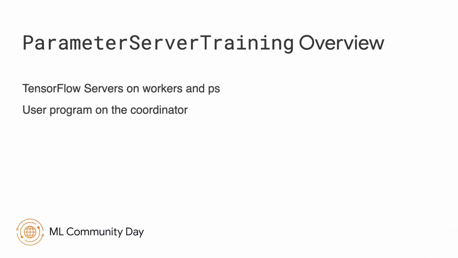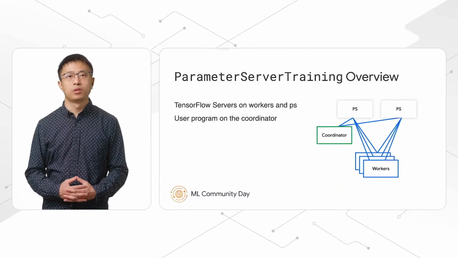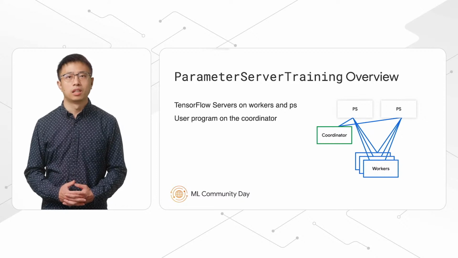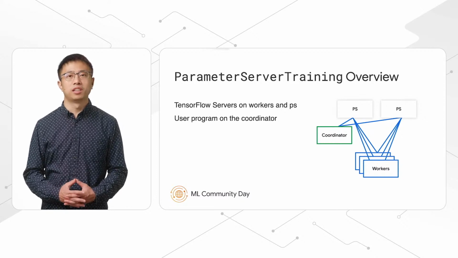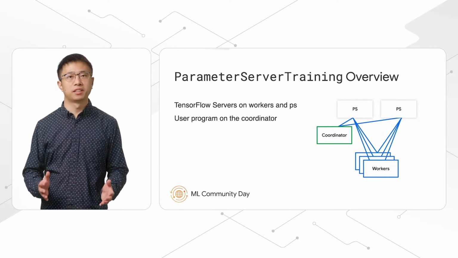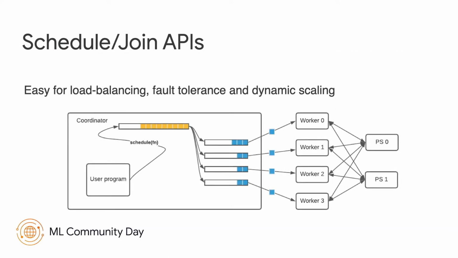In TensorFlow 2, we've adopted a very different approach to implement parameter server training. We call it single client setup. In this setup, the user program runs on the coordinator. Workers and the parameter servers run a standard TensorFlow server, which passively executes requests dispatched from the coordinator. We have also developed a set of new APIs to support this setup.